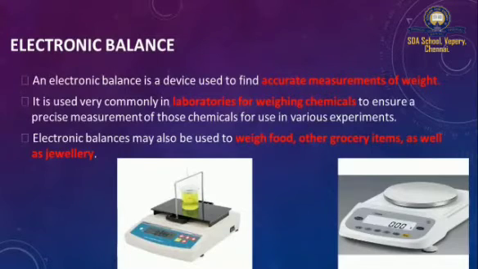Now, could you see the pictures here? These are the electronic balances. In the first picture, you could see a chemical being measured using a weighing balance, and in the second picture you could see the weight of the jewels being measured using an electronic balance.